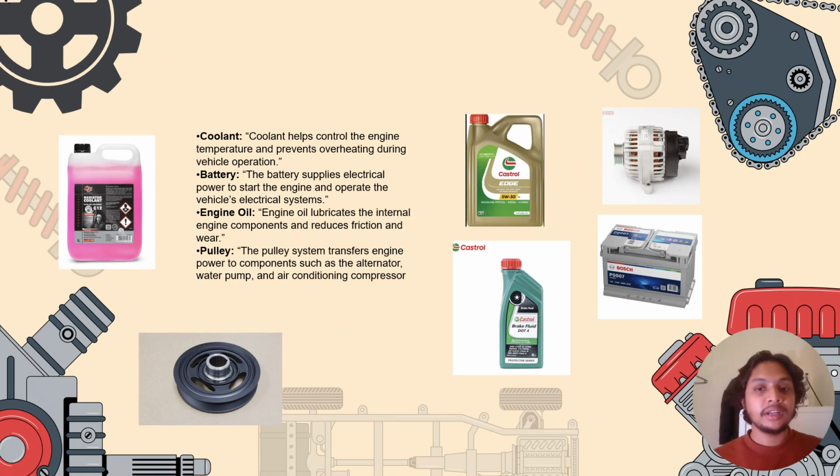Next slide. In this slide there are multiple pictures: coolant, engine oil, washer fluid, brake, alternator, pulley. It's a very important part of a car. Coolant helps control the engine temperature and prevent overheating during vehicle operation. The battery supplies electrical power to start the engine and operate the vehicle's electrical system. Engine oil, without that, our engine will not run as smoothly as it does. Engine oil lubricates the internal engine components and reduces friction and wear. The pulley system transfers engine power to components such as the alternator, water pump, and air conditioning.